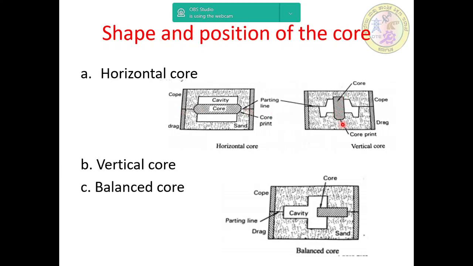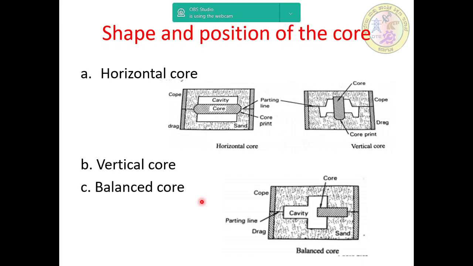Here the core is placed in the vertical direction. When the axis of the core is vertical, it is known as a vertical core. Afterwards we can locate the proper runner, riser and gates that you have to provide, but that portion is not shown in the figure. This is about the vertical core.